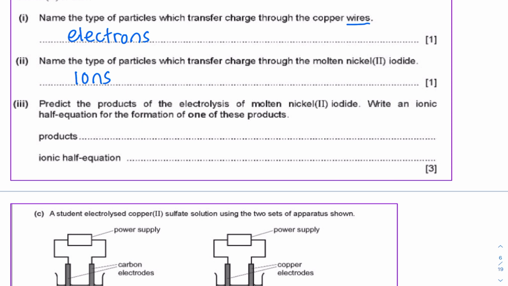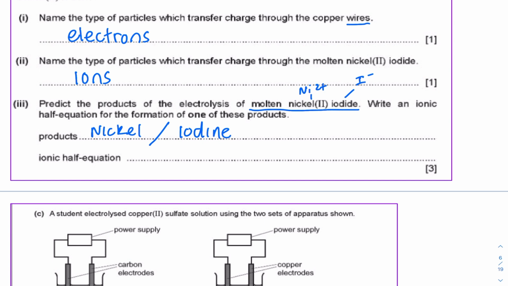Predict the products of the electrolysis of molten nickel iodide. Write an ionic half equation for the formation of one of these products, so you can choose. So the products, you've got molten nickel iodide, you haven't got a solution, so you've only got Ni2+ and iodide, I minus. So the products must be nickel metal and iodine gas.